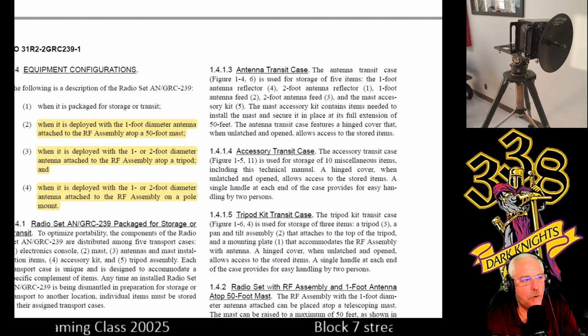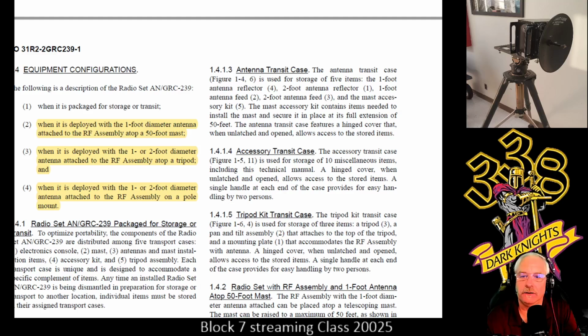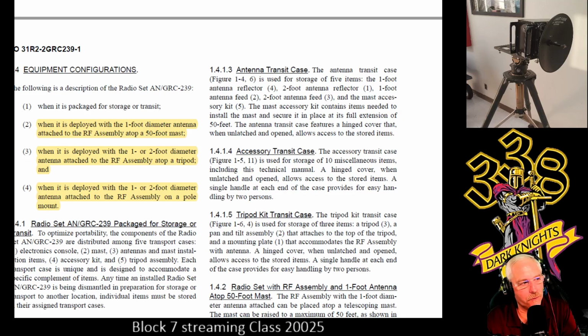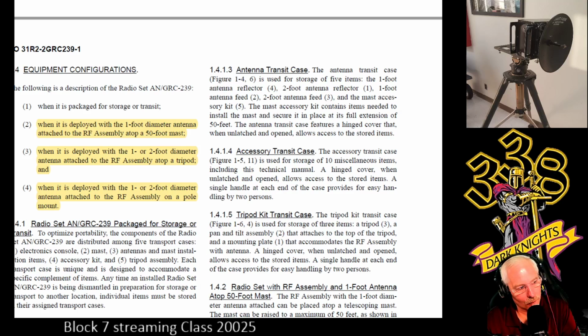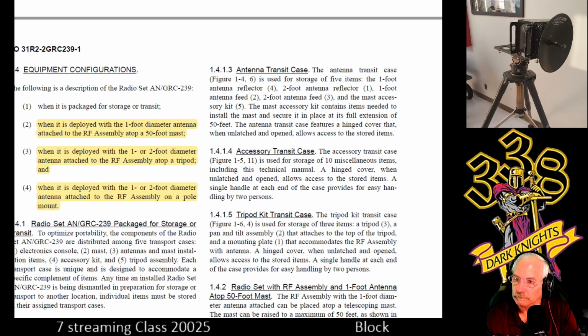It says when deployed with the 1 foot diameter antenna attached to the RF assembly atop a 50 foot mast. Okay? Heed that. 1 foot antenna, 50 foot mast. You look at number 3 and number 4 in 1.4. It says you can deploy 1 or 2 foot diameter antenna attached to the RF assembly atop a tripod. Okay. And then on number 4, when it's deployed with 1 or 2 foot antenna attached to a pole. Okay. So what does that tell you?